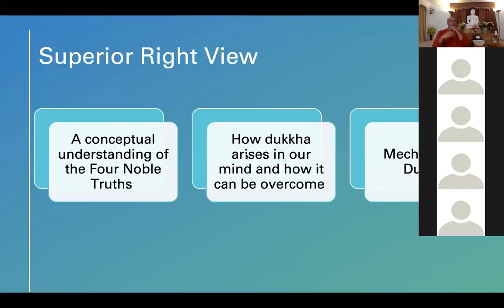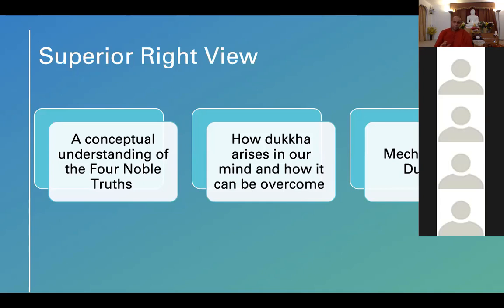Okay, let's move to the other level of right view. This is what you call the superior level of right view, or supramundane level of right view. The first level is understanding the moral efficacy of our actions. The second level is actually having a conceptual understanding of the Four Noble Truths. We know that the Noble Eightfold Path is the last item of the Four Truths, but the first item of the Four Noble Truths is actually again having a correct grasp of the whole Four Noble Truths.